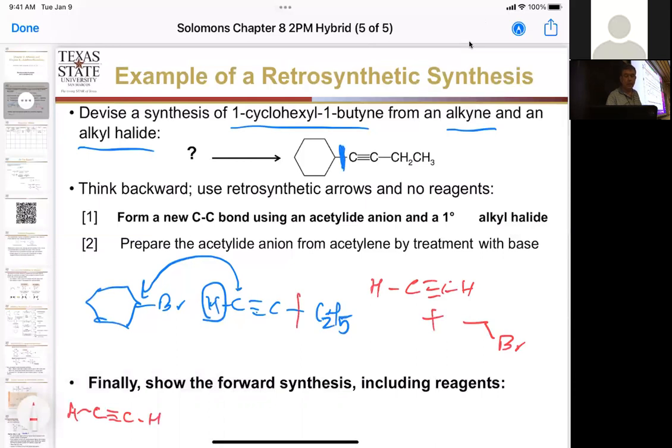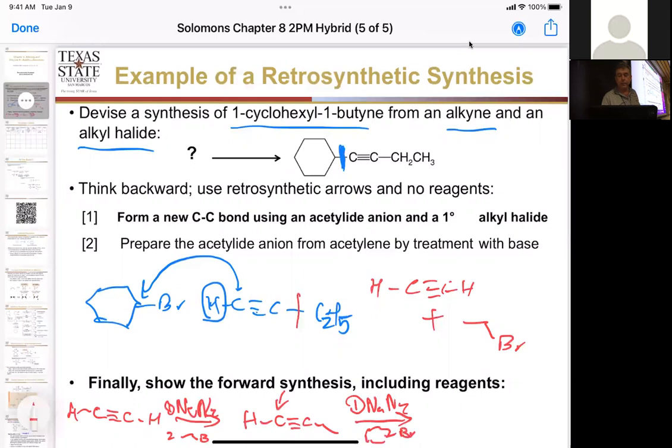HC≡CH, sodium amide, and then followed by our alkyl halide, which would give us this. And then our next step would be sodium amide again to make a nice nucleophile on this side. And then our alkyl halide here, our cyclohexyl bromide, and that would give us our final product here.